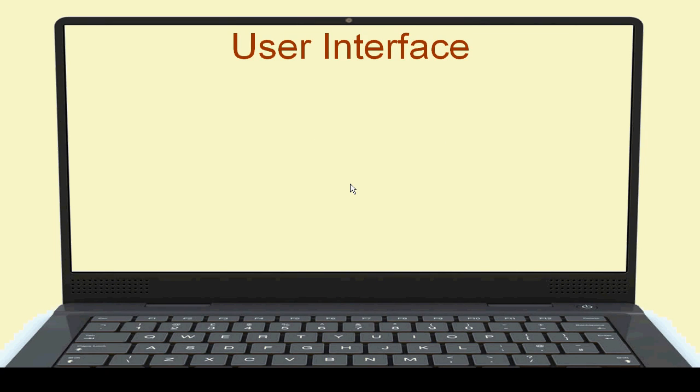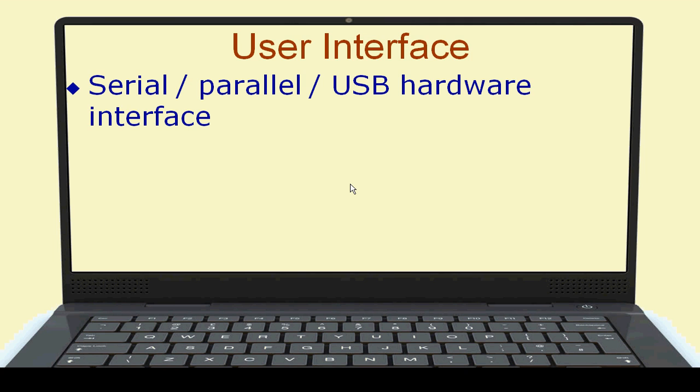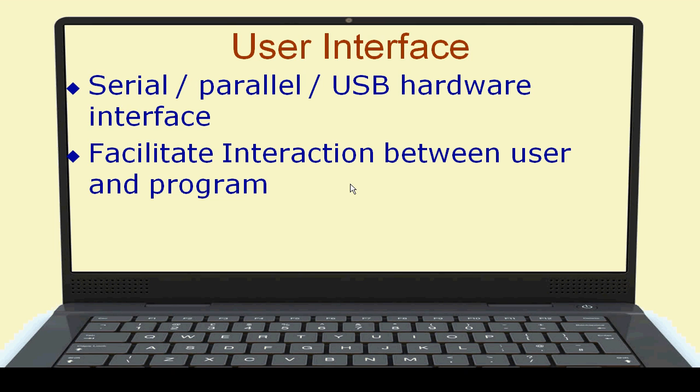GUI stands for Graphical User Interface. We often come across serial, parallel and USB interface. These interfaces are required for communication between the CPU and the external devices such as the printer, the mouse, keyboard, etc. User interface, on the other hand, facilitates the interaction between the user and the program.